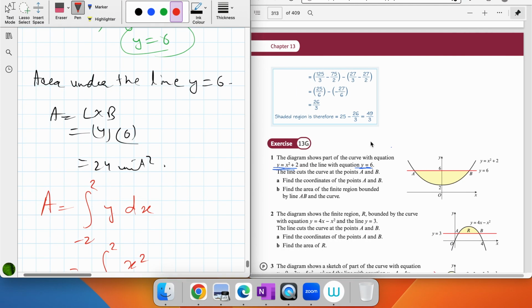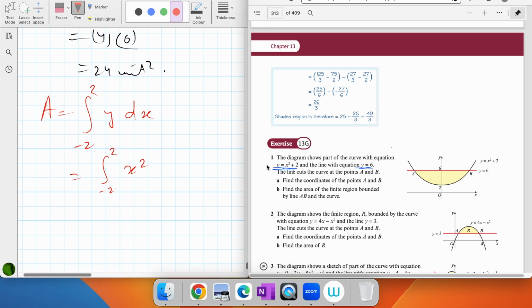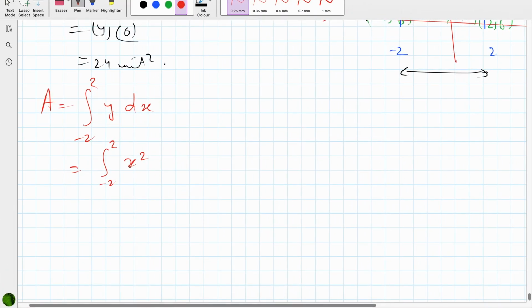first one, 13g. I'll do it right away. I'll do it. We're just about to finish question one, then I'll come over that.